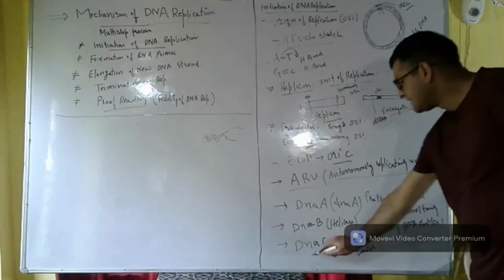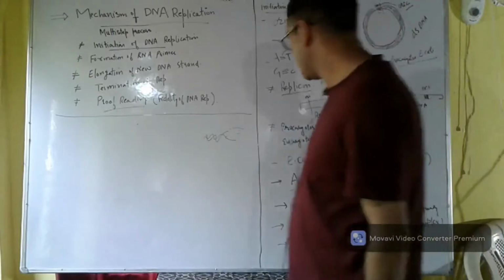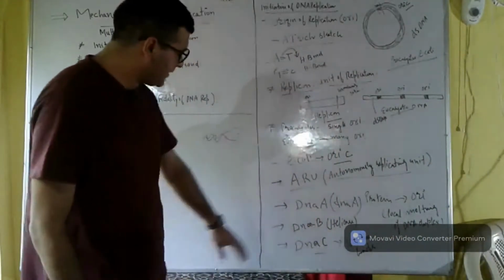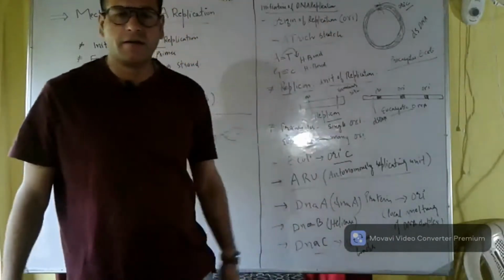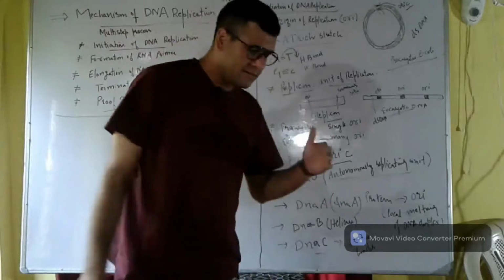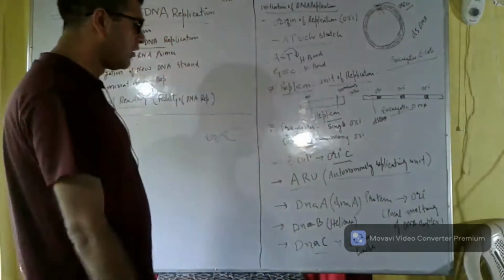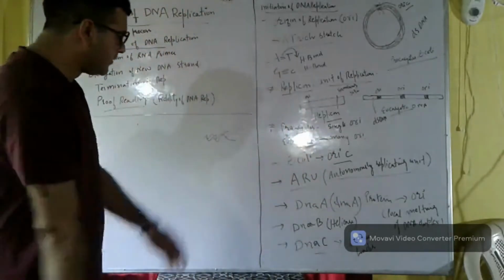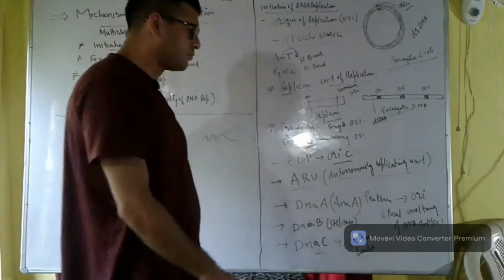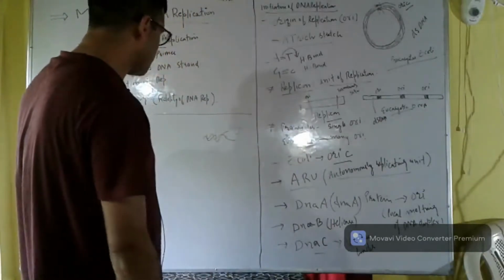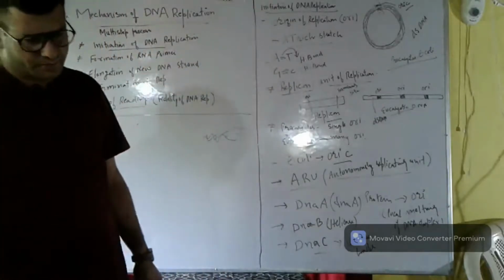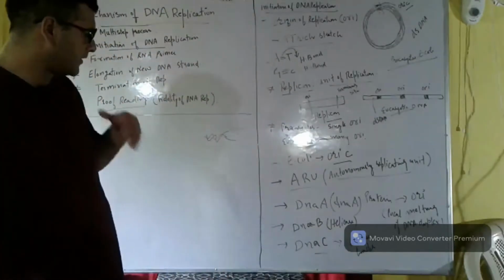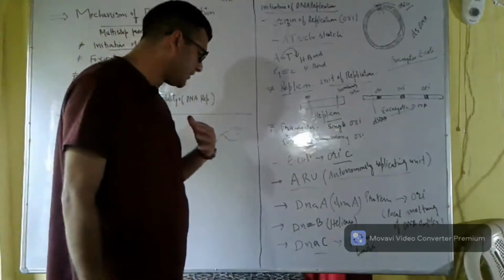This DnaC protein acts as a helicase loader. It loads the enzyme helicase on the DNA duplex, and then this helicase causes the unwinding of the two strands of the DNA duplex. So this was regarding the DnaA protein, DnaB protein, and DnaC.